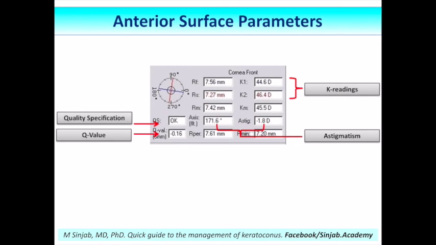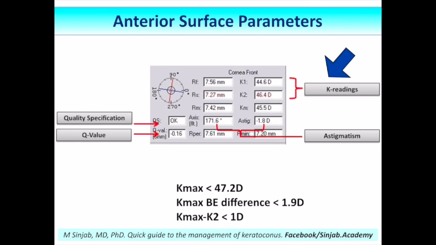Starting with the anterior surface parameters, we have the SIM-K, including K1 and K2. I mean by the SIM-K, those numbers in the central 3 millimeter zone. We have the astigmatism, Q value, and quality specification. Quality specification is the quality of the capture. Now, it should be displayed as OK in a white box. Otherwise, when it is in yellow or red, we have some information missing, so we have to recapture the patient.